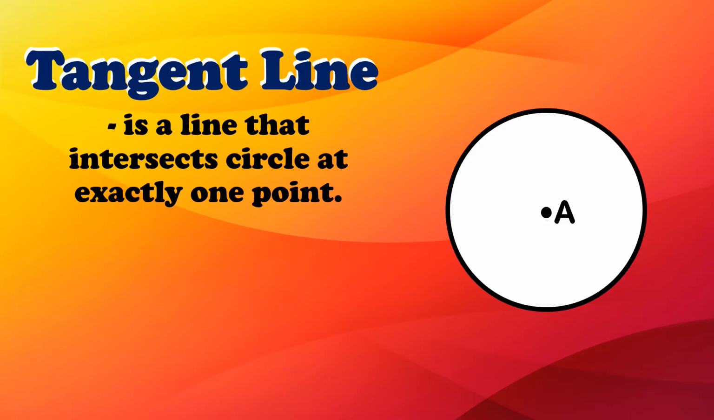Let us consider now circle A. And this will be the illustration of tangent line. Line BC is tangent of circle A, wherein point B is the point of tangency. So this is now the point of tangency, wherein the point of tangency is the point where a tangent line touches the circle.